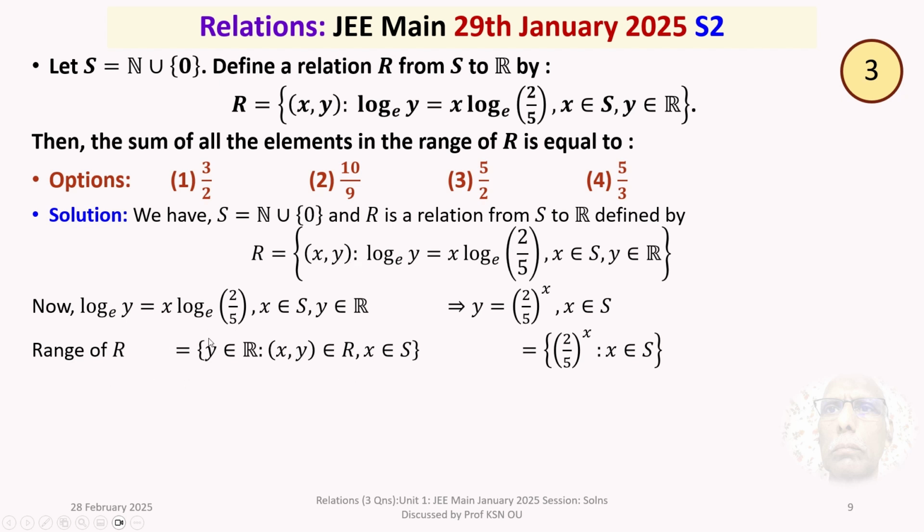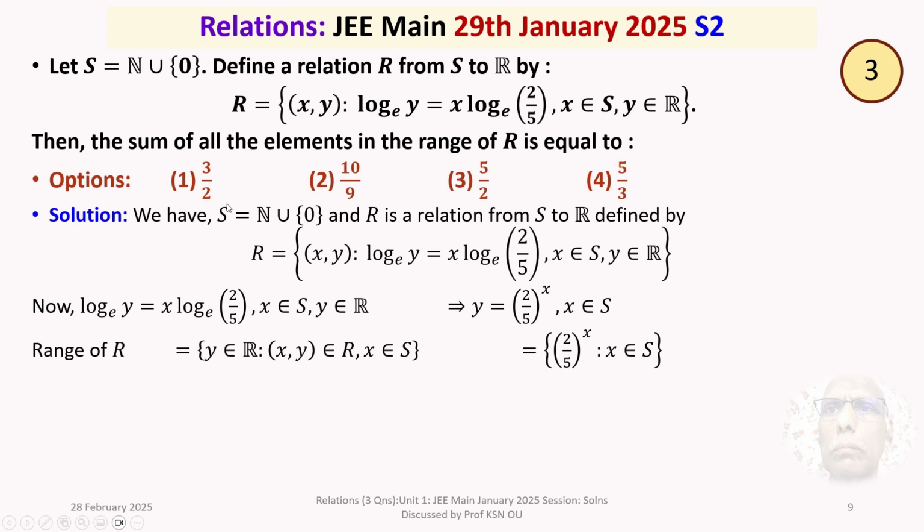So range is the set of all second components, that is y belongs to R, such that (x, y) belongs to R, where x belongs to S. This is the set of all, what is y? (2/5) to the power of x, where x belongs to S. So for x equal to 0, x equal to 1, x equal to 2, x equal to 3, like that, it is an infinite set.